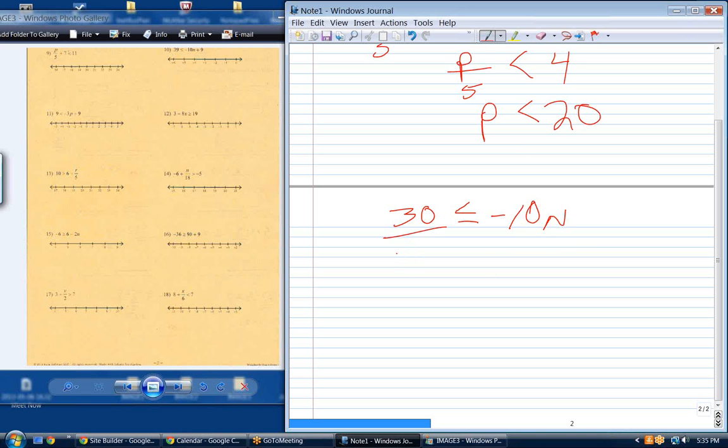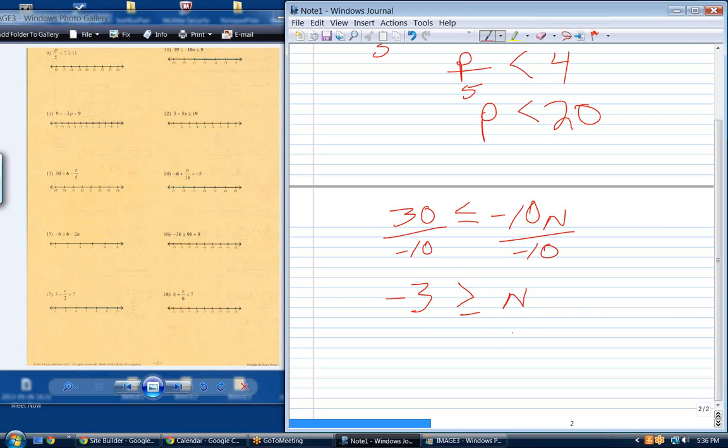So we're going to divide both sides by negative 10. So it'd be negative 3 is less than or equal to n. Except now you have to reverse it. Oh, because we divided by a negative. Okay.